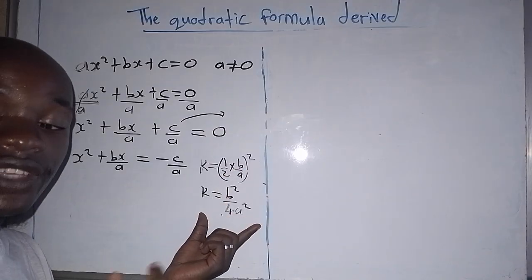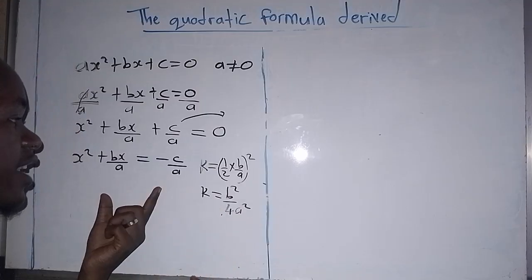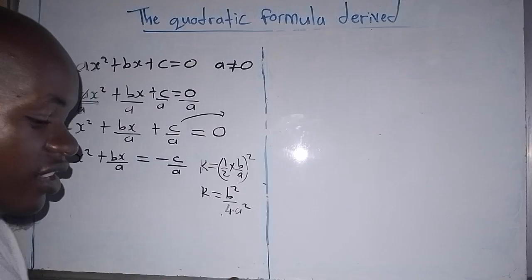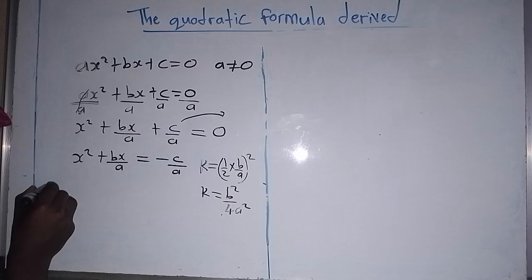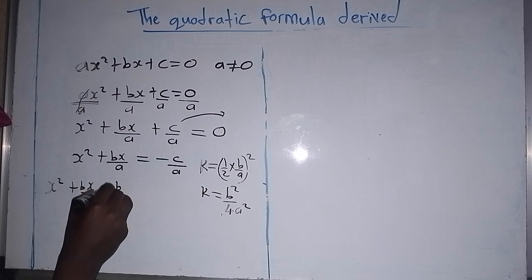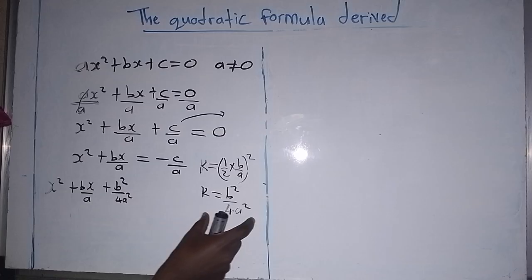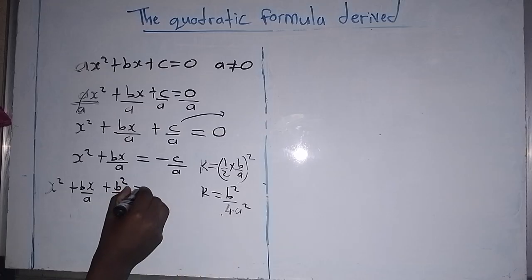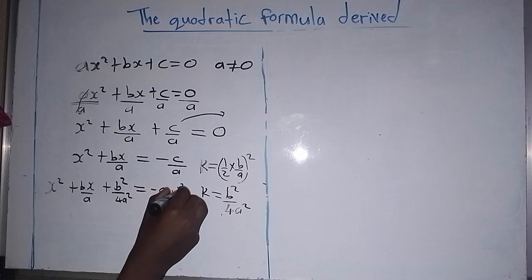This value of k that we have found, we are going to add it to both sides of the equation. So we have x squared plus bx over a, and we add b squared over 4a squared. Then equals negative c over a plus b squared over 4a squared.